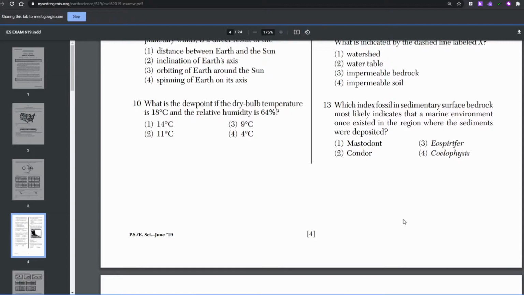13. Which index fossil in sedimentary surface bedrock most likely indicates that a marine environment once existed in the region where sediments were deposited? Okay, so there's a couple interesting things here. What is an index fossil? Does anybody remember? No takers? Don't be shy.